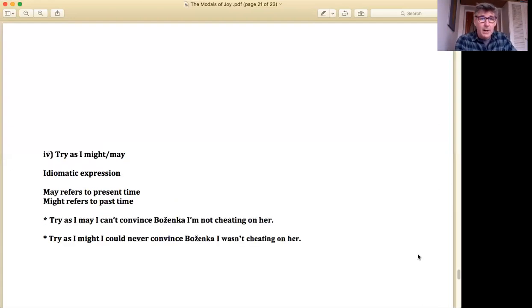And then we have try as I may or try as I might. Again, I recommend looking at examples on this. It's an idiomatic expression, and we would use may. Try as I may is something that we use in the present, and try as I might refers to the past. I don't make a big distinction there because actually we kind of switch those around a lot. I again recommend taking a look at those.